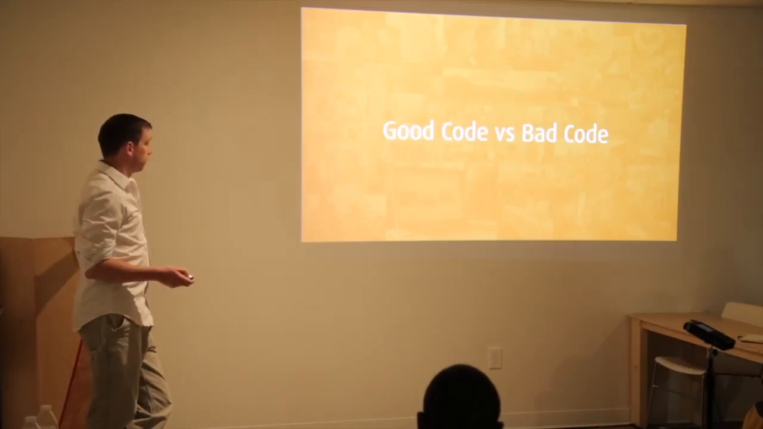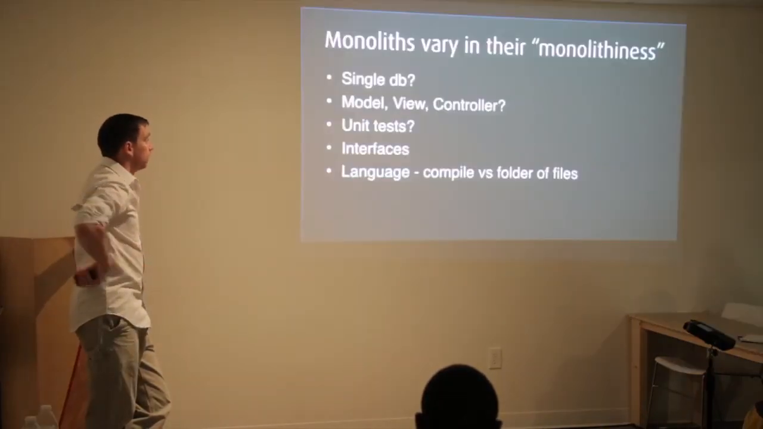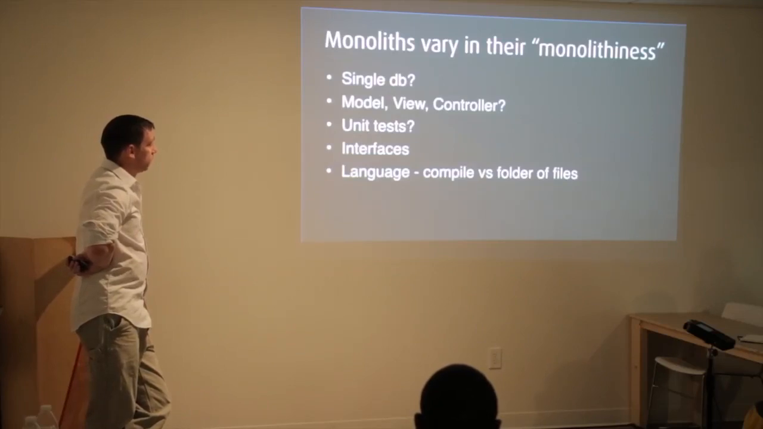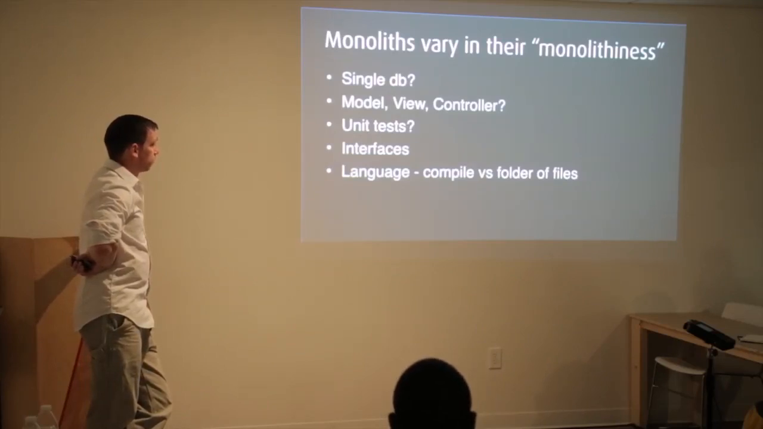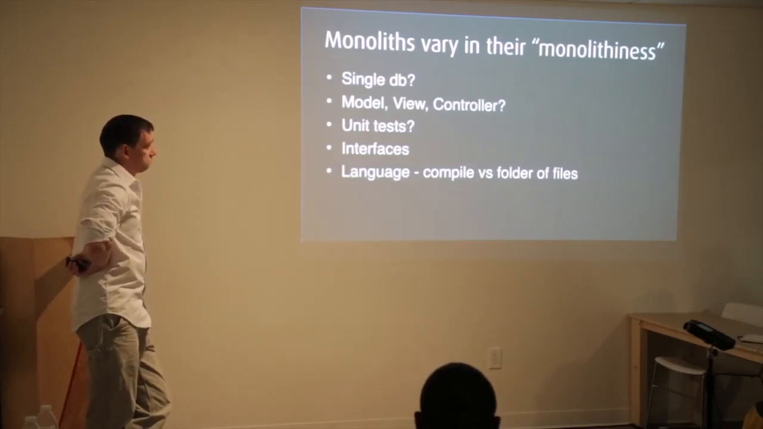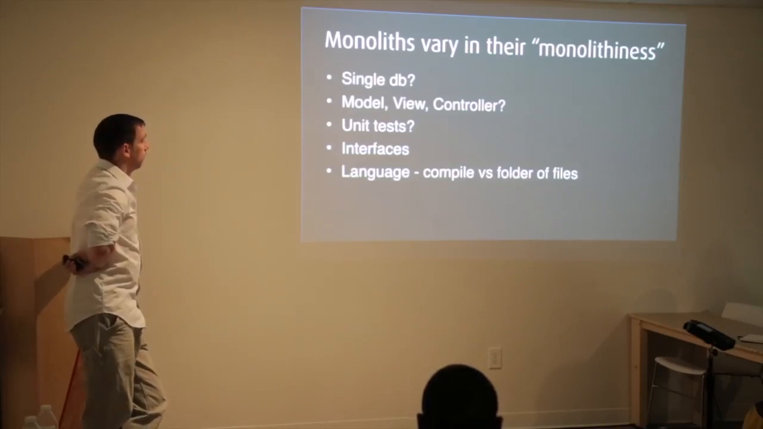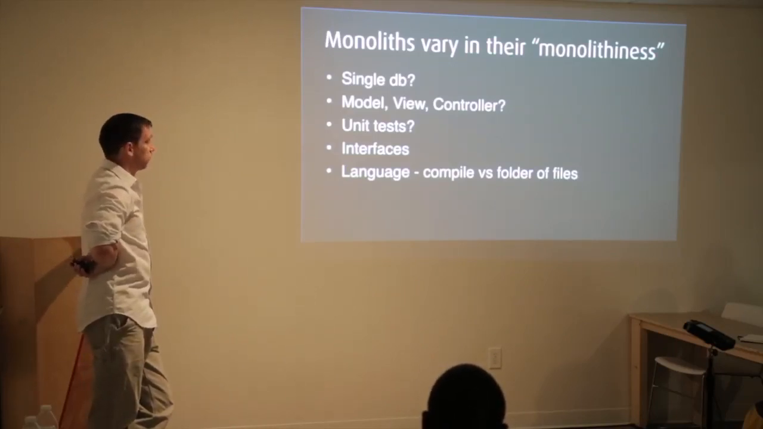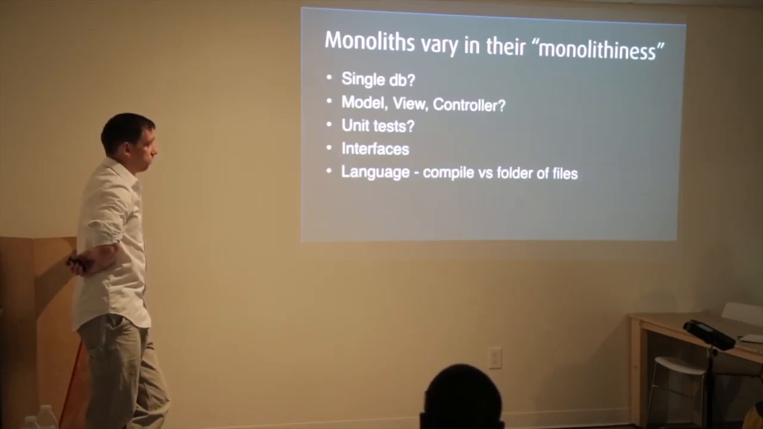So I think when we say a monolith is bad, a lot of times what we're talking about is good code versus bad code. And like I said, early on, Rails, WordPress, those are considered monoliths. I think they're pretty good monoliths. Hell, I guess you could build something in Sinatra, which is super minimalistic, and still consider that a monolith because it's one big hunk of code.